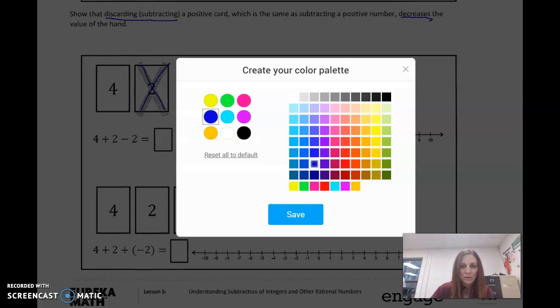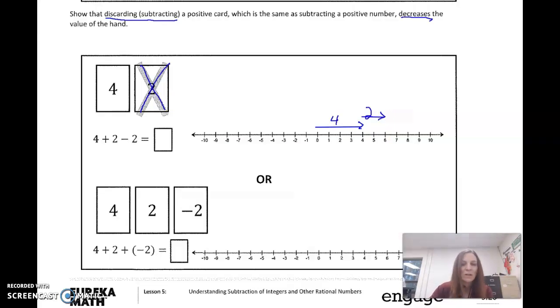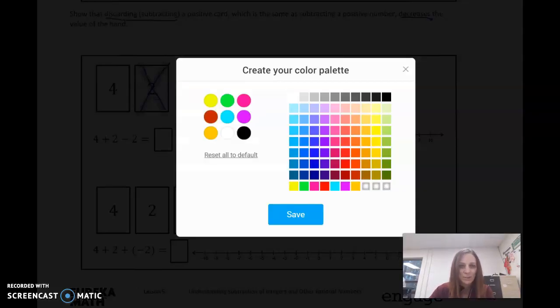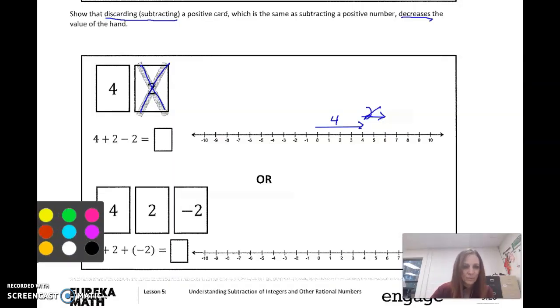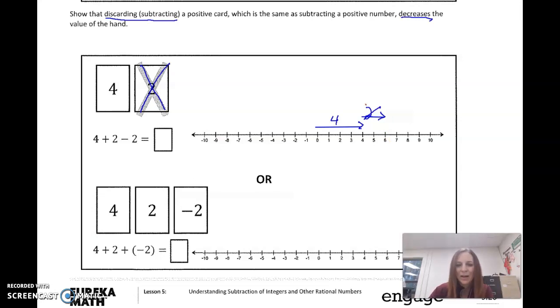Let's use a form of red. Okay, I am going to get rid of that 2. So what happens when I get rid of that 2? Discard it. Where am I at? I'm at the 4. So if I were to discard this 2 or subtract this 2 off after I've added it on, I stay at the 4.